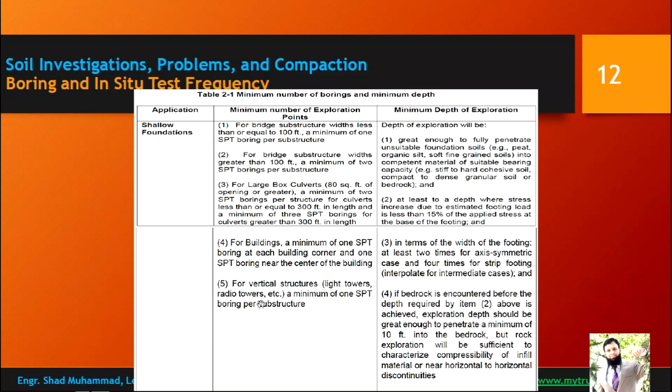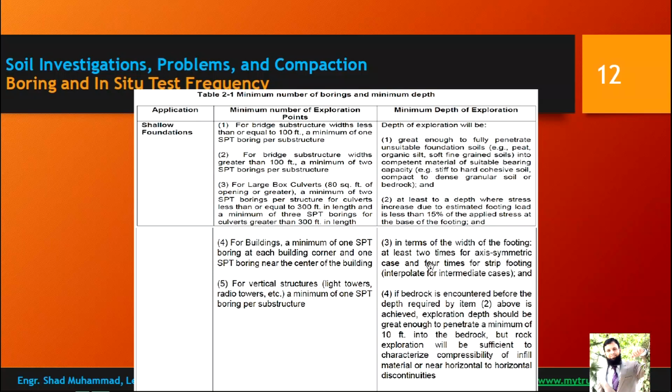there is a triangle, and 15% of the applied stresses at the base of the footing should reach at that area, and that will be the depth of exploration. So these are the minimum depths. In terms of the width of footing, at least 2 times for axis symmetric case and 4 times for strip footing, interpolate for intermediate cases.